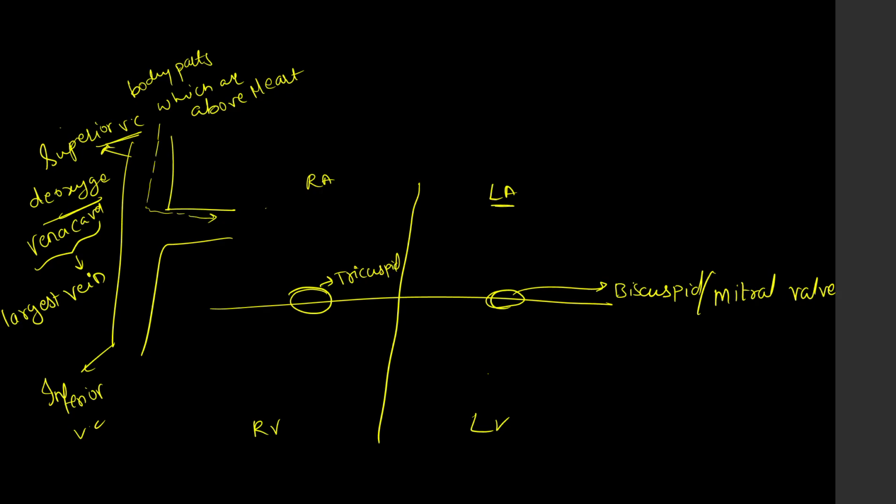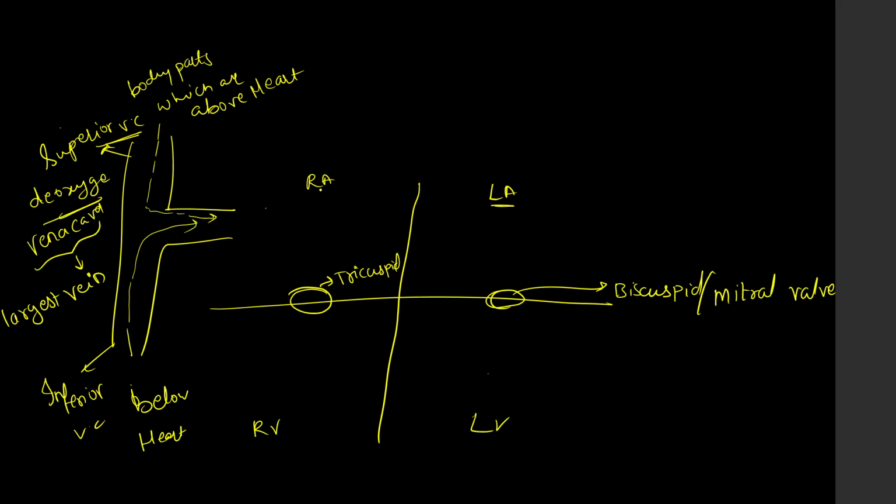from the brain and all the upper body parts, and on the other hand, the inferior vena cava also brings deoxygenated blood, but it brings the blood from body parts which are present below the heart. Okay, all the body parts which are present below the heart, from there the inferior vena cava brings deoxygenated blood.